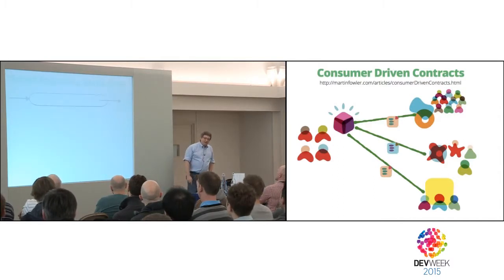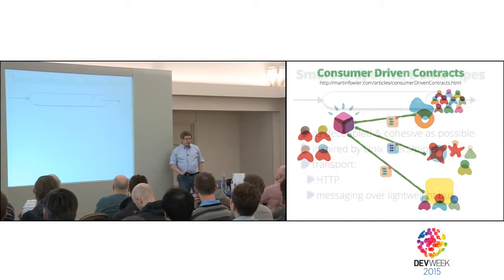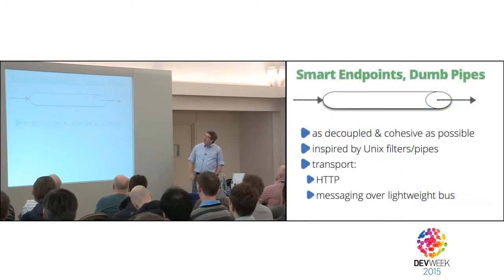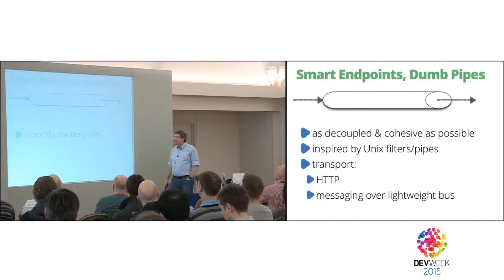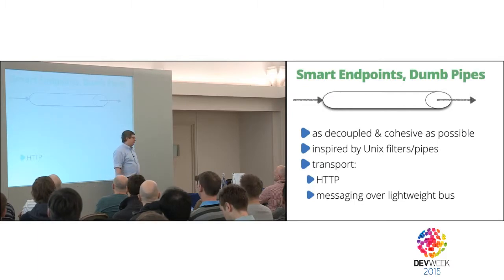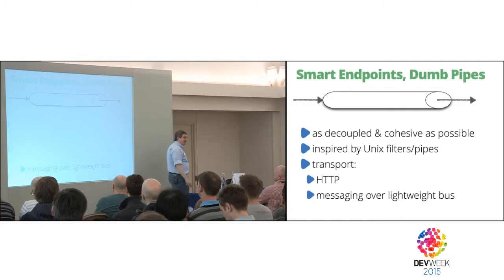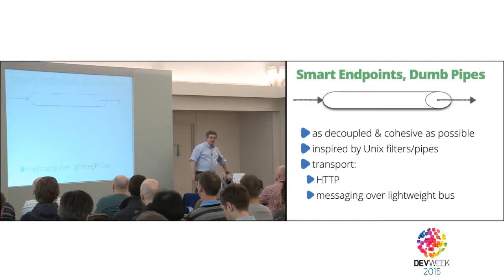So in this world, we tend to like smart endpoints and dumb pipes, as decoupled and cohesive as possible, inspired by the way Unix pipes and filters work. Typically, the transport in this world is HTTP when we can get by with it because it's nice and easy to see what it is, it's easy to debug, or messaging over a lightweight bus if we need to go to some sort of binary format.